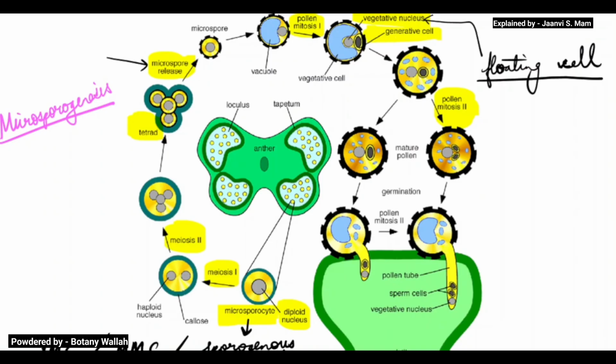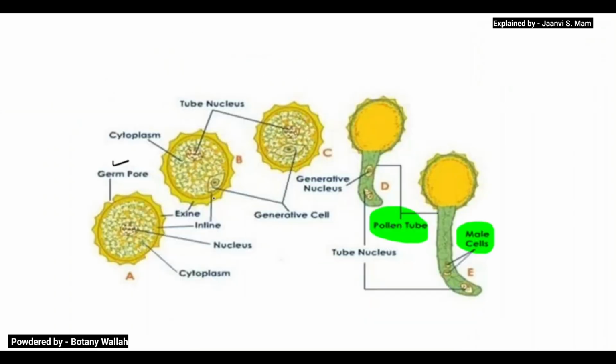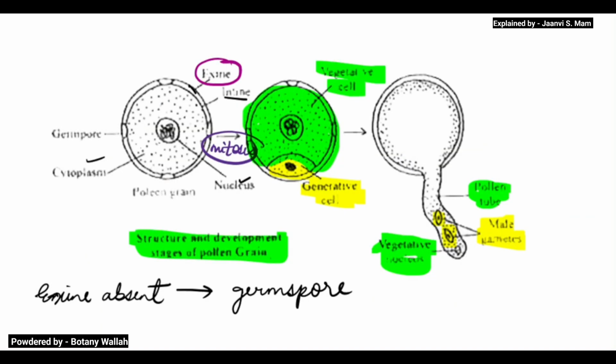I will show you the image here also. See, the generative cell has its own membrane, its own cell wall, but the vegetative cell is actually floating in the entire pollen, so we say it as vegetative nucleus, we don't say vegetative cell. This is the nucleus of the vegetative cell, but it's floating. It's not having any cell wall.